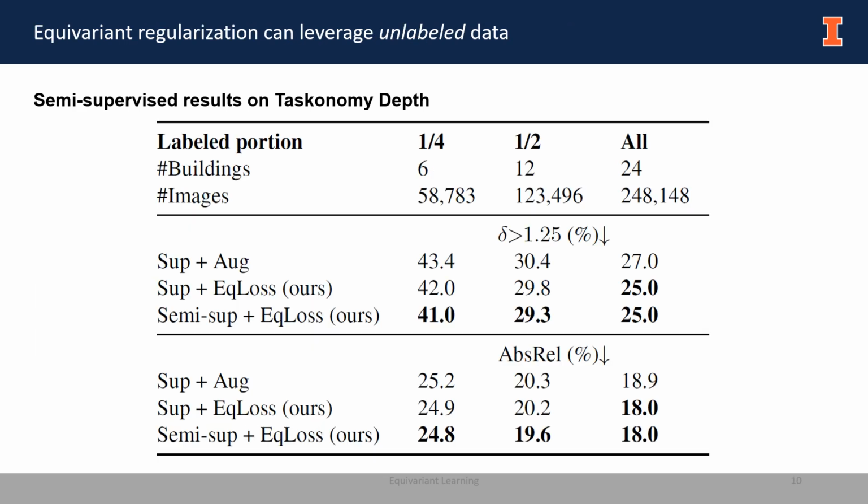Our equivariant regularization can also leverage unlabeled data. So in this semi-supervised setting, we only label 1/4 or 1/2 of the dataset. We can see that the equivariant loss can leverage the unlabeled dataset to further reduce prediction error.